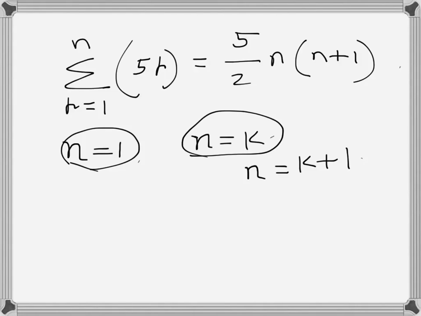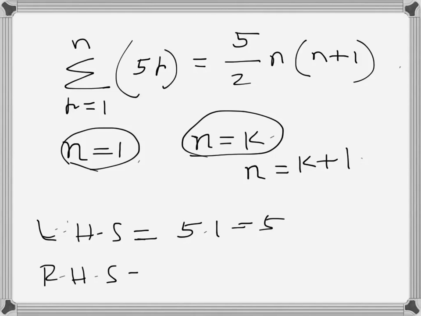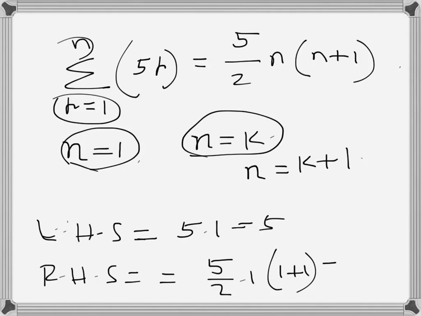So first, when n is equal to 1, the left hand side here is, this one is 1, so 5 times 1 is 5. And for the right hand side, n is equal to 1, so basically r is 1 and n is 1, so just 5 there for the left hand side. And for the right hand side, 5 over 2 times 1, 1 plus 1, so that's 2, so it's 5 basically. So left hand side is equal to right hand side for n is equal to 1.